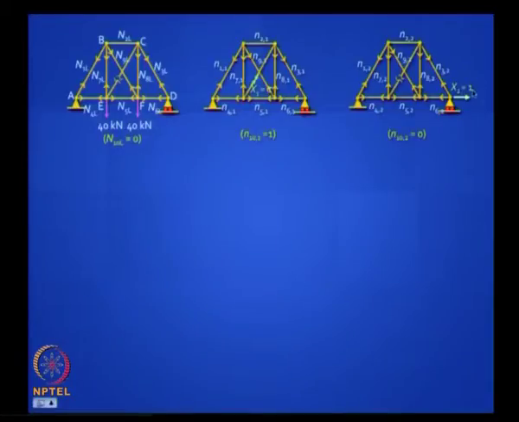When I apply x2 equal to 1, x1 is 0, so this bar has 0 force, this bar has 0 force here as well, here this bar has a force of unit magnitude. When you analyze this, we have done this last year, so I am going fast over it.